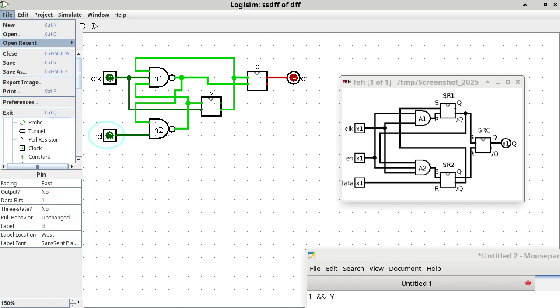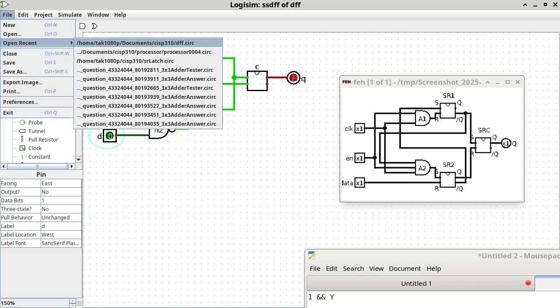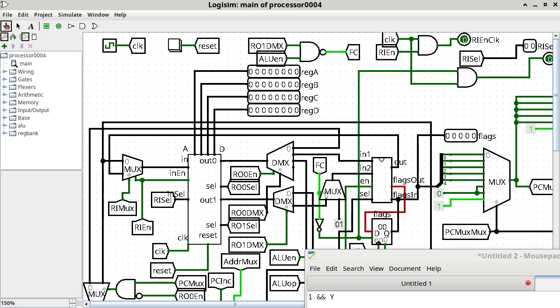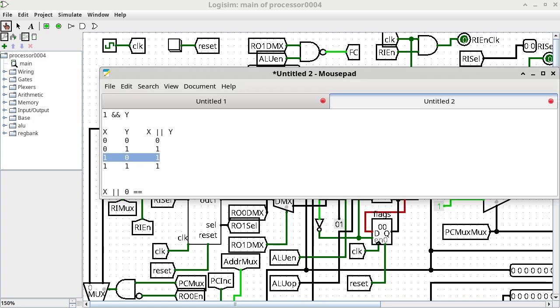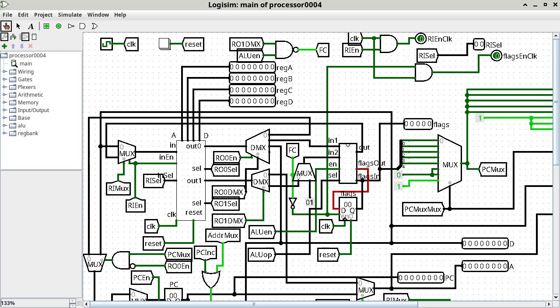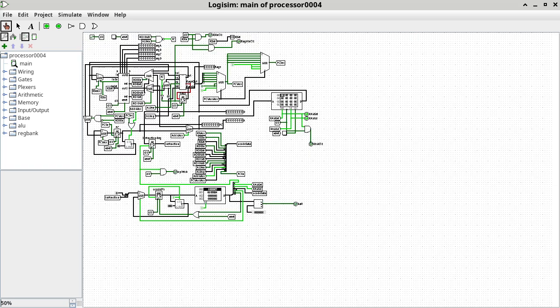So I'm going to go to a file. This is the processor file. I'm going to get rid of these windows here, and I will just drag it to the other side. So this is the processor. I can zoom out a little bit more. This is the entirety of the processor, and you can see it's a little bit busy, but it is a full processor with RAM.